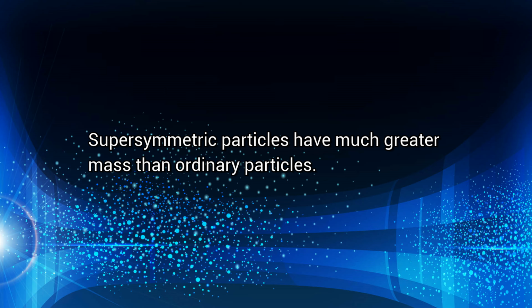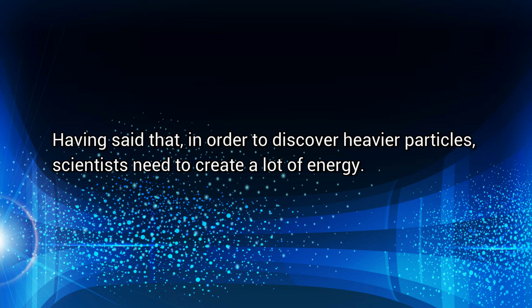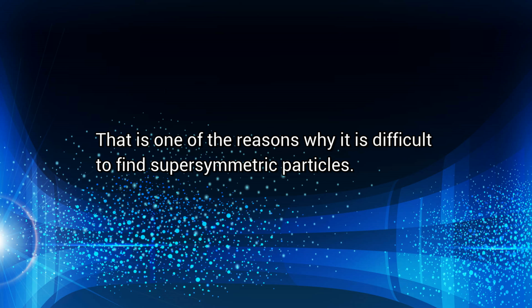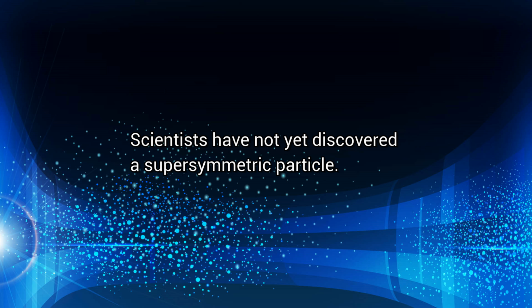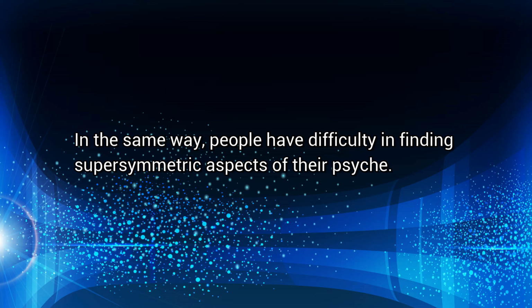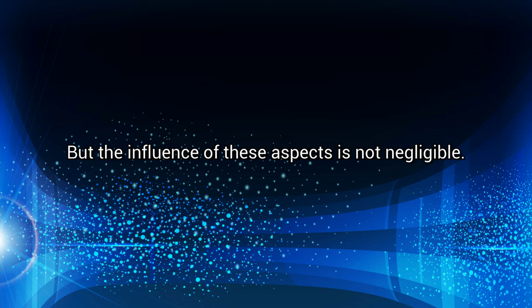Supersymmetric particles have much greater mass than ordinary particles. Having said that, in order to discover heavier particles, scientists need to create a lot of energy. That is one of the reasons why it is difficult to find supersymmetric particles. Scientists have not yet discovered a supersymmetric particle. In the same way, people have difficulty in finding supersymmetric aspects of their psyche. But the influence of these aspects is not negligible.